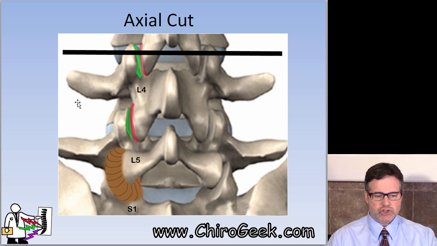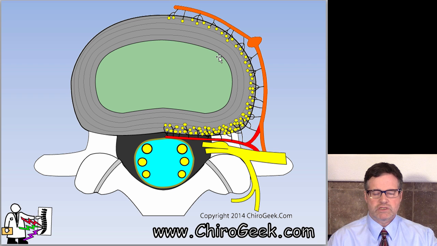If we cut you like a lumberjack, if we saw you right in half here, right through the facet joints and right through the disc, you see the disc, that blue structure back there? Then we get a very important view. This is called the axial view. And this is a disc level cut, so we can see the intervertebral disc.